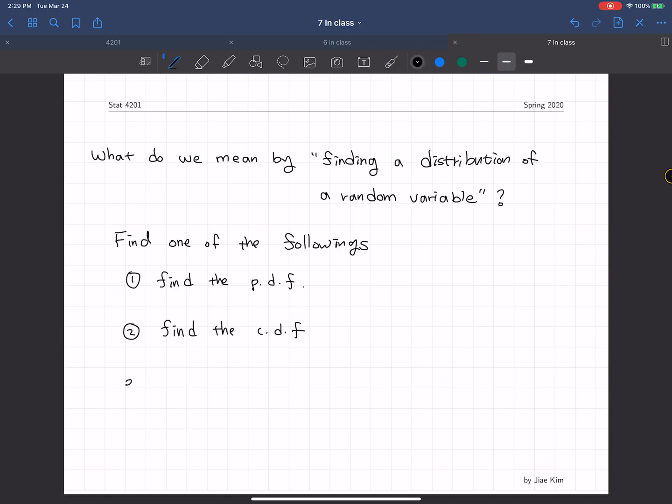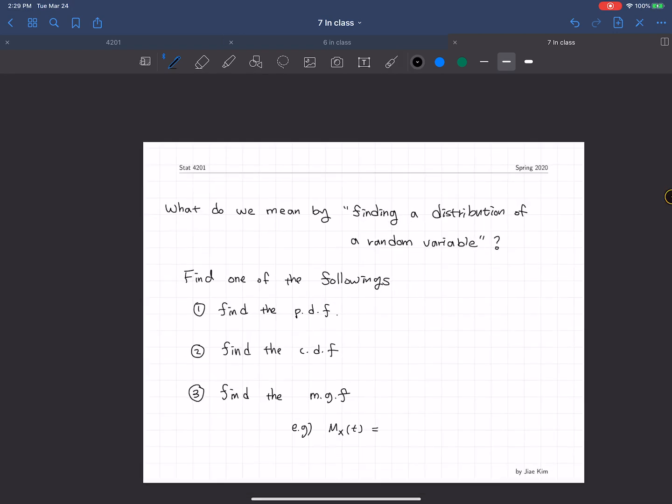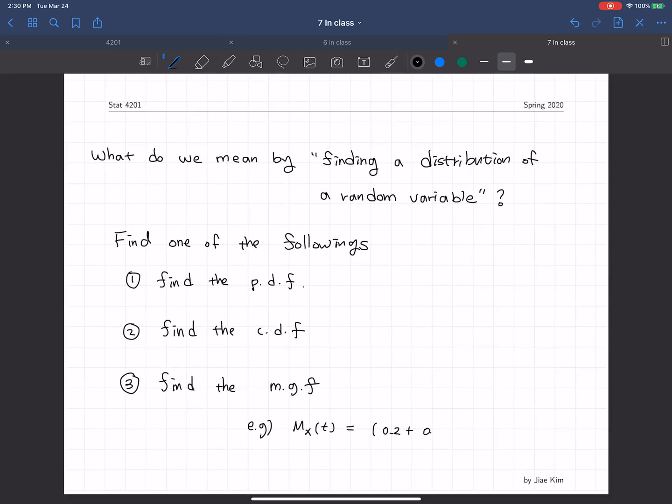We also can find the MGF. For example, if the MGF of some random variable looks like (0.2 plus 0.8 e to the t) to the power of 2, then we know this is the MGF of the binomial distribution with success probability 0.8 and total number of trials 2. MGF is unique to the distribution, so as long as you can find the MGF, you have discovered the distribution of X.